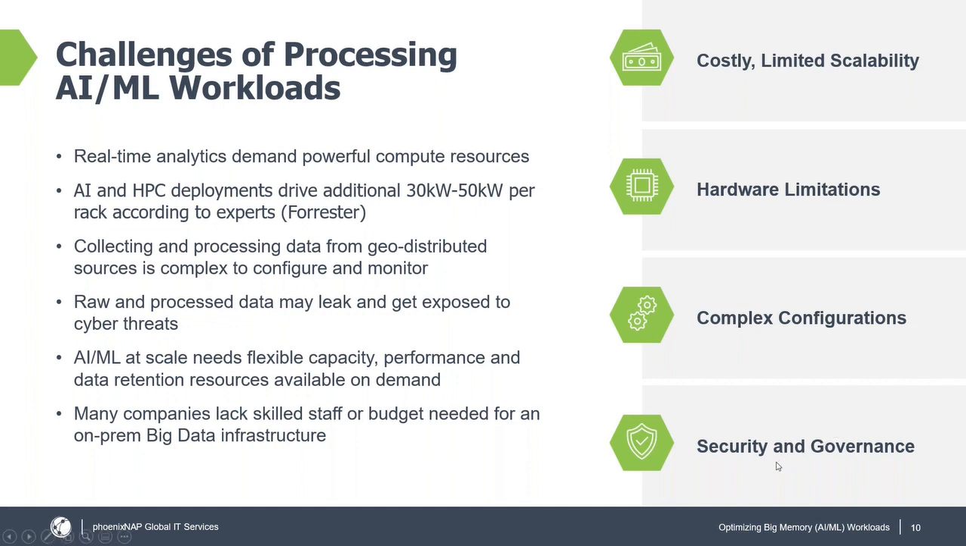And then as we progress, getting into scale presents a very large challenge for most organizations. AI and machine learning at scale needs a lot of flexibility around capacity, performance, and data retention sources, as well as the ability to rapidly adjust and optimize infrastructure to any changing needs within the organization, all while simultaneously maintaining availability and security.